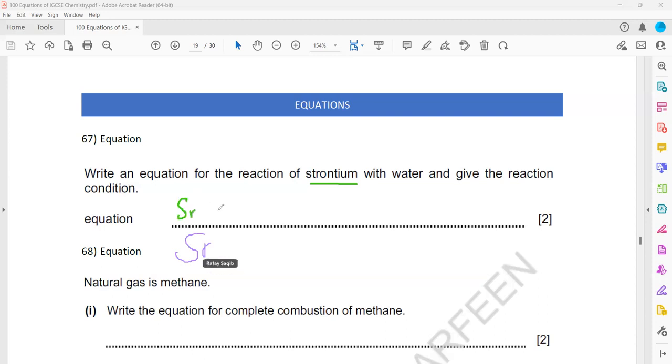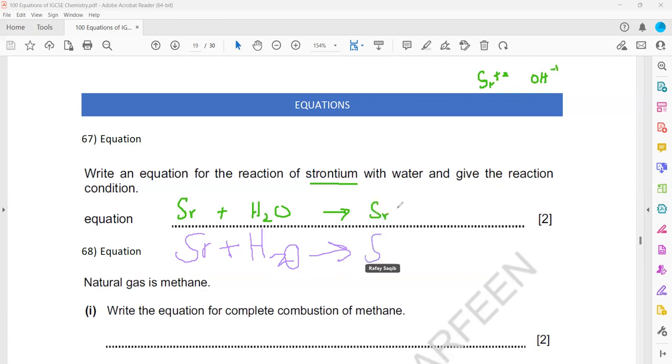Strontium metal, because it's a metal, we write as an atomic form, reacted with water, which is H2O. As a result, it will form strontium hydroxide. Strontium is a group 2 element, so strontium is +2 and hydroxide has valency -1. So strontium hydroxide will be Sr(OH)2 plus hydrogen gas, H2. And you have to balance the equation. You just put 2, so this equation is balanced in terms of all.